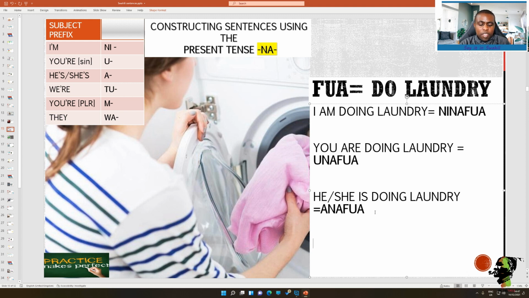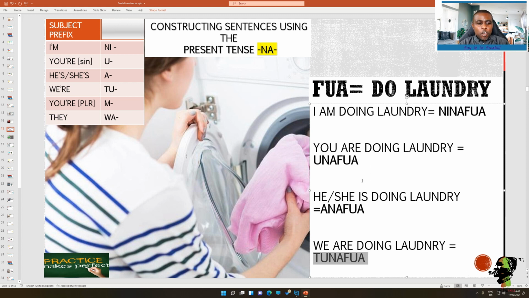Let's do it together. How are we going to say that? Tunafua. Can you pronounce that? Tunafua. Brilliant. That is very, very good. So for this one, I just wanted us to have about 4 sentences, and then I can see how you are getting on.